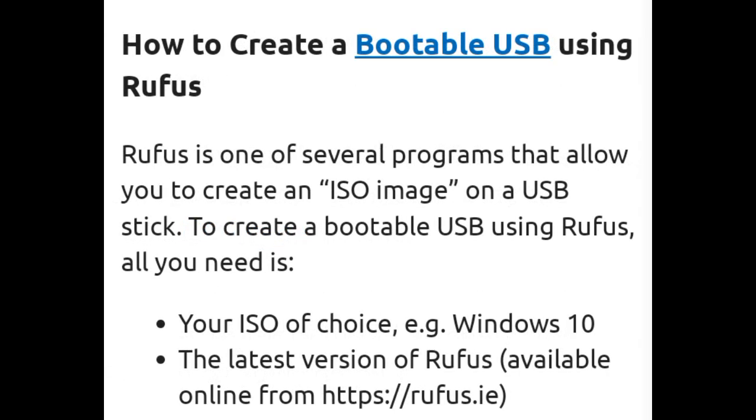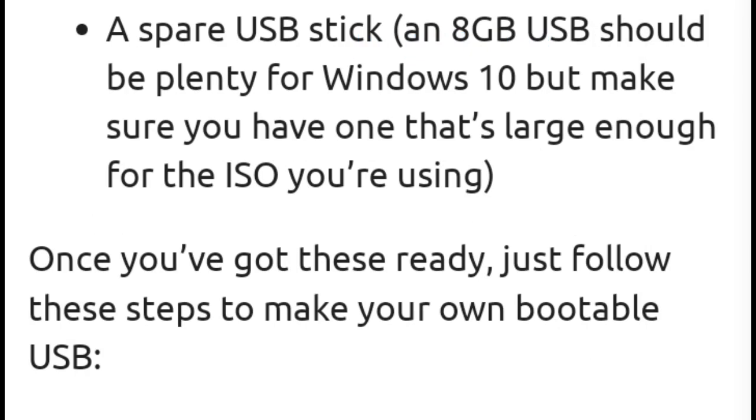How to create a bootable USB using Rufus. Rufus is one of several programs that allow you to create an ISO image on a USB stick. To create a bootable USB using Rufus, all you need is your ISO of choice, e.g. Windows 10, the latest version of Rufus, available online from https://rufus.ie, and a spare USB stick. An 8GB USB should be plenty for Windows 10, but make sure you have one large enough for the ISO you're using. Once you've got this ready, just follow the steps to make your own bootable USB.